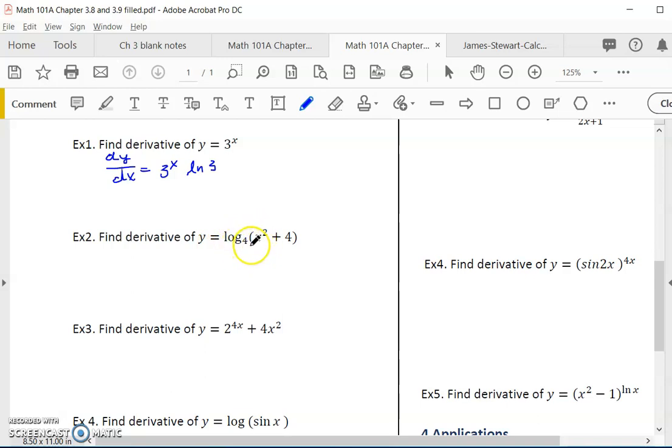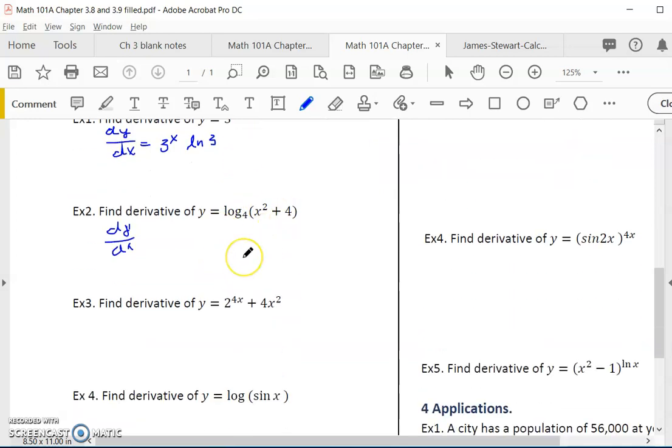So what about this? This is a log, but log base 4, not ln. And the inside is not just x now, it's g of x. Outside is log, inside is x squared plus 4. So I do the chain rule. So dy/dx would be 1 over whatever you have inside, x squared plus 4, times d/dx of what's inside. We always do the derivative of it. So the derivative is 2x, and then over x squared plus 4.